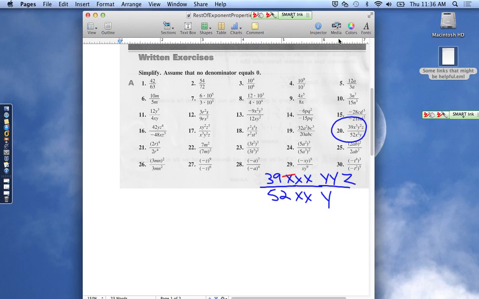I have an x on top and an x on the bottom, leaving behind a positive 1. Another pairing leaves behind a positive 1. I have 1 y on top that can match up with 1 y on the bottom. And then what's left? 39 over 52. I have one x on top. Z had no partner on the bottom to divide out and leave behind a positive 1. And I also have one y left on top. So my simplified answer would be 39xyz as the numerator with 52 on the bottom.